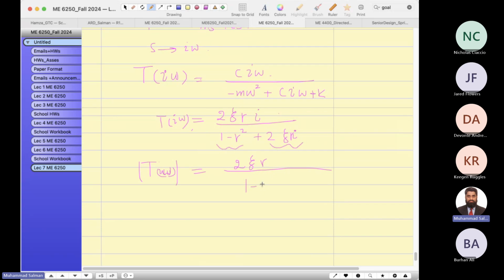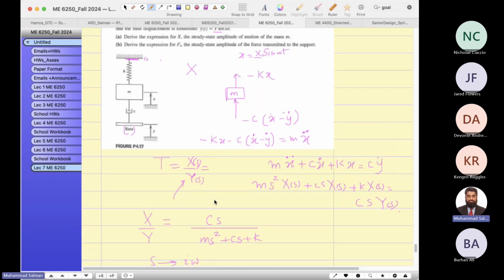So I would say 1 minus r square, take the square of this component, then the imaginary component, and take the square root of the whole. This is the magnitude formula for the denominator, separate from the numerator. Agree? This is your answer for the displacement transmissibility. We usually write it as x over y, but it's not that important.